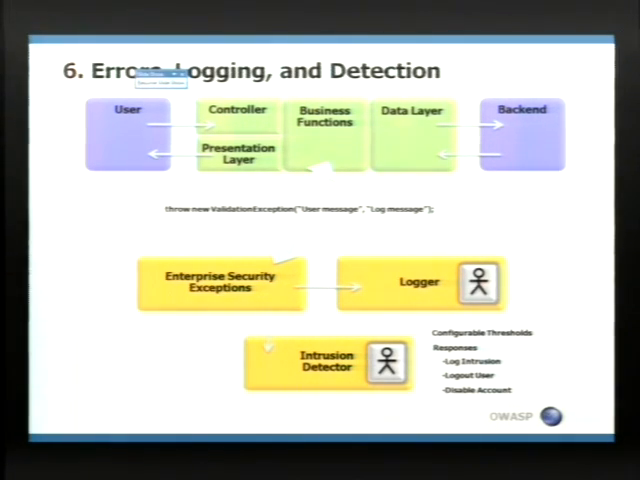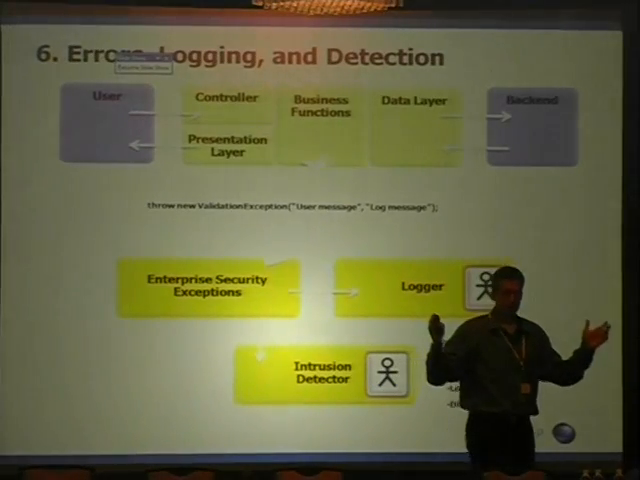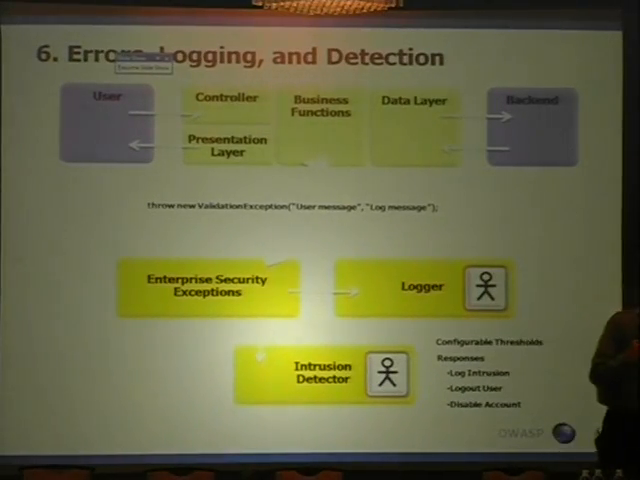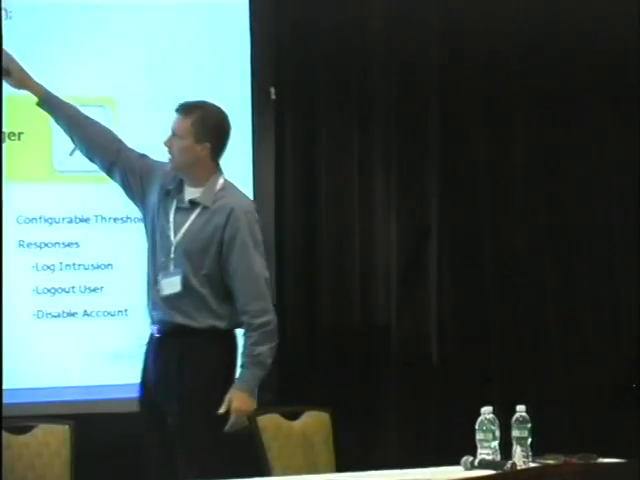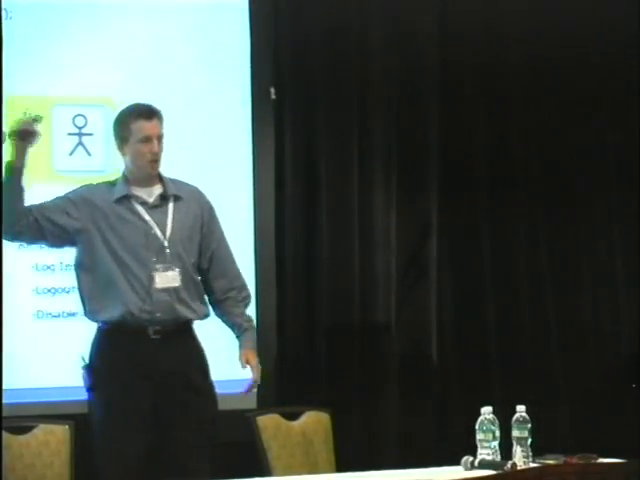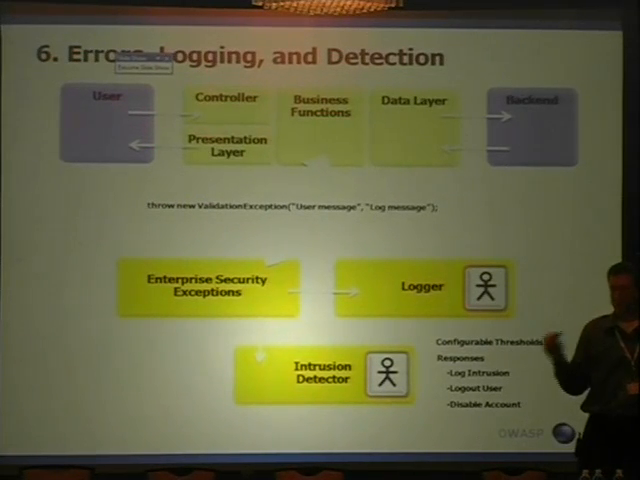The first thing we did is we defined something called an enterprise security exception. It's a global class, and then there's a bunch of implementations of that: validation exception, access control exception, authentication exception, encryption exception, and so on. And these take two different messages. One message that's intended for the user, and one message that's intended for the logs.